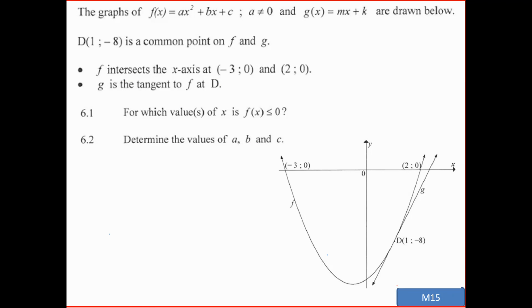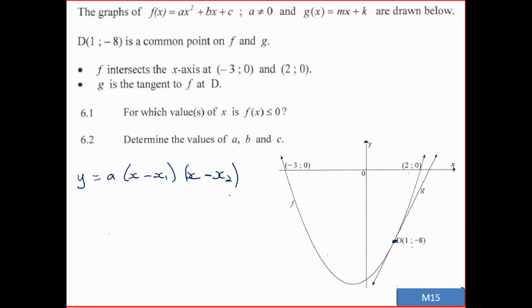So, if we look at this one, it says the graph of ax squared plus bx plus c. They gave us a straight line, and D (1, minus 8) is a common point. We can see that on the graph. Now they tell us f intersects the x-axis at minus 3 and 2. So what do you notice about this graph? The x-intercepts are given. Whenever the x-intercepts are given, the equation you want to use is y is equal to a into x minus x1 into x minus x2. Have you heard of this equation before?